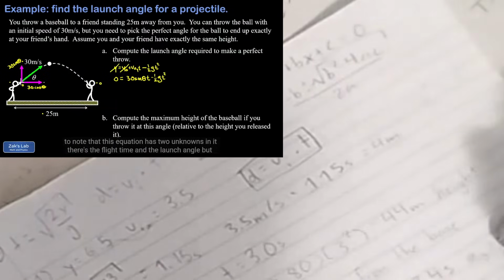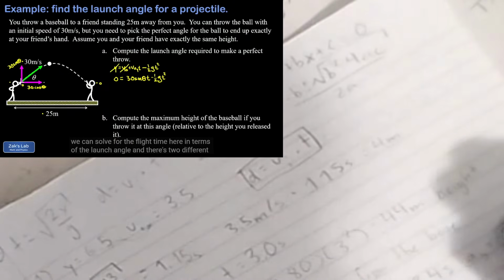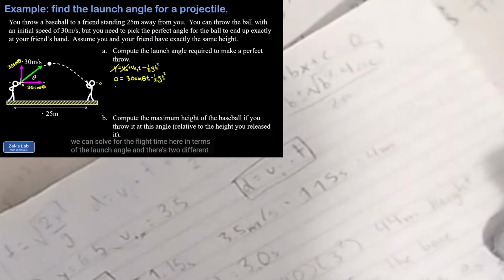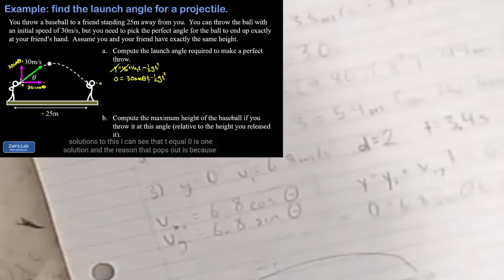There's the flight time and the launch angle. But we can solve for the flight time here in terms of the launch angle. And there's two different solutions to this. I can see that t equals 0 is one solution. The reason that pops out is because the height is 0 at t equals 0. It's just that we're not interested in that moment in time. It's the other one we're interested in.